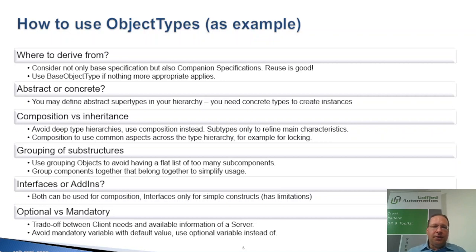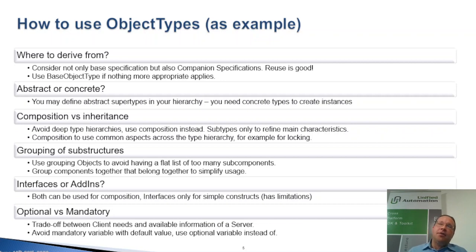Grouping of substructures: you should use objects for grouping, to avoid having a flat list of too many subcomponents, and grouping them together makes the usage, in the end, simpler.